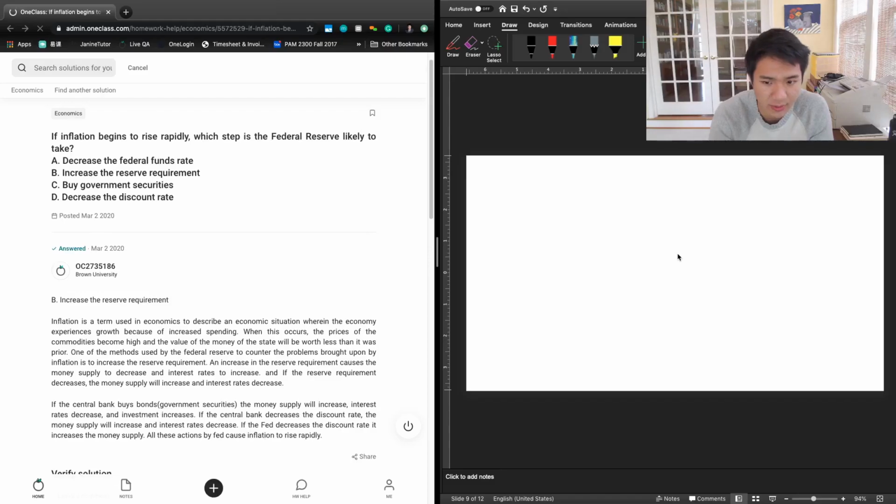The next question says, if inflation begins to rise rapidly, which step is the Federal Reserve likely to take? A, decrease the federal funds rate. B, increase the reserve requirement. C, buy government securities. Or D, decrease the discount rate.